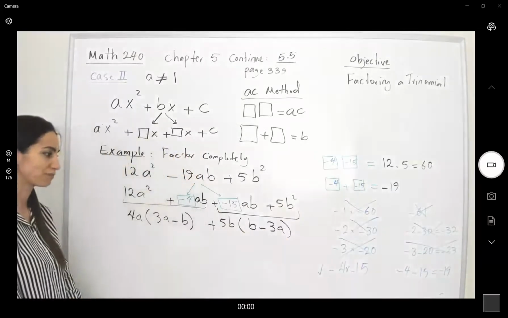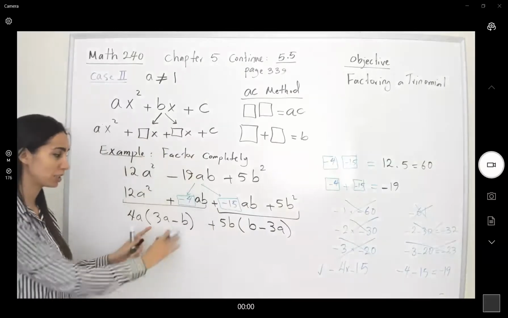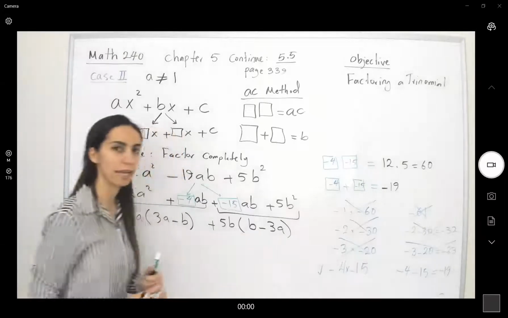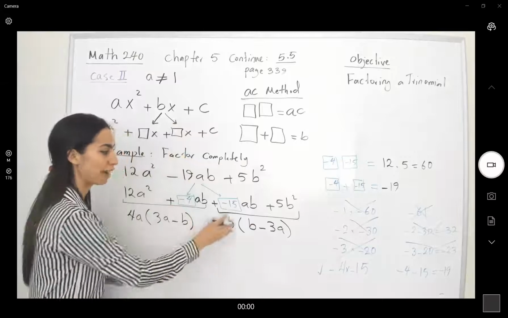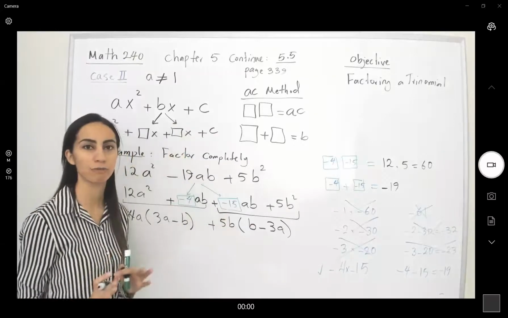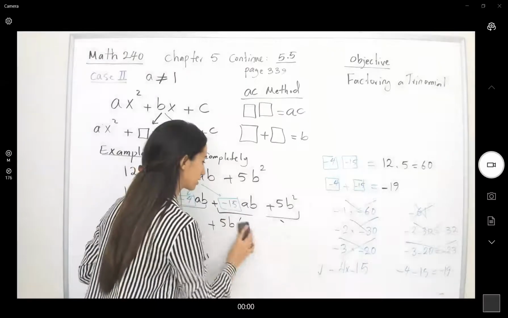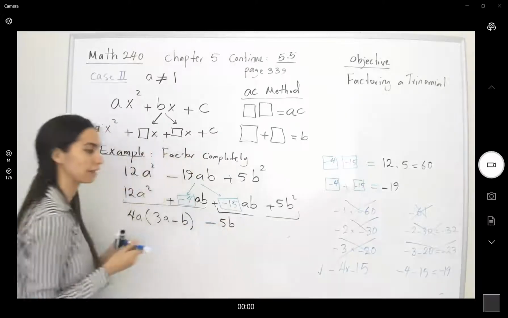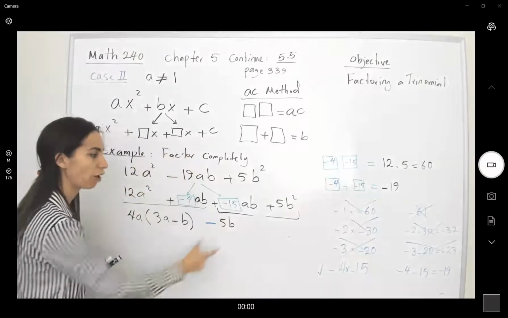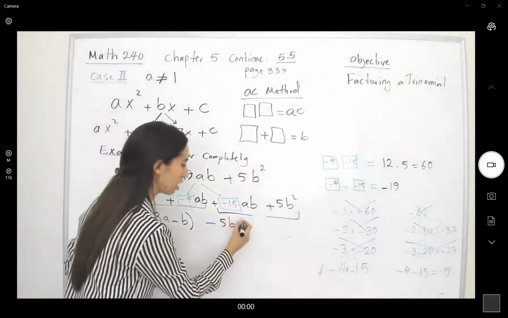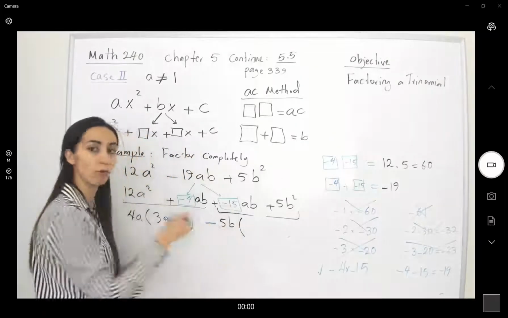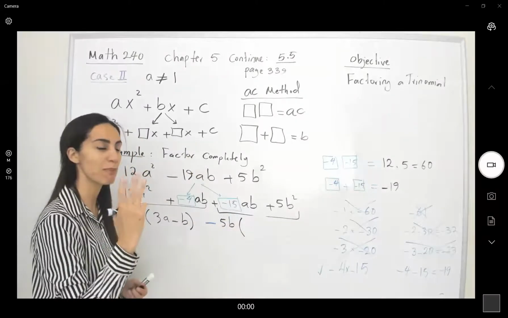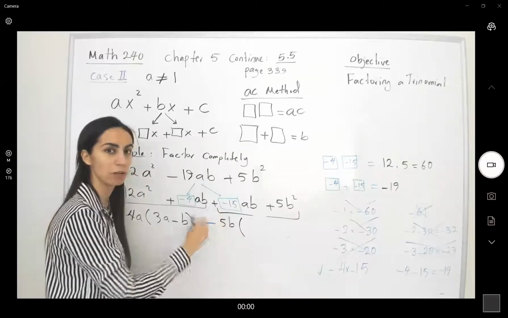Take a look at this. What's the difference between these two terms? You have 3a minus b, and b minus 3a. What if you just factor out minus 5b? Let me use a different color so you see what I factored out here. What if I factor out negative 5b? Here, if I divide negative 15 by negative 5, I get positive 3 back. Negative 15 divided by negative 5 is positive 3.